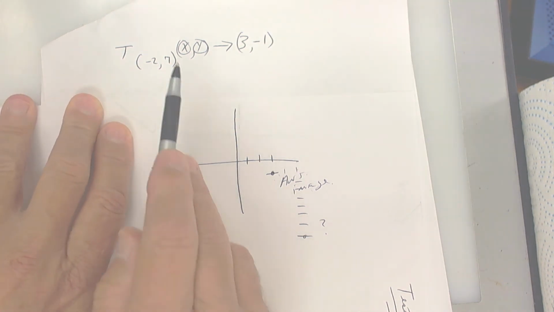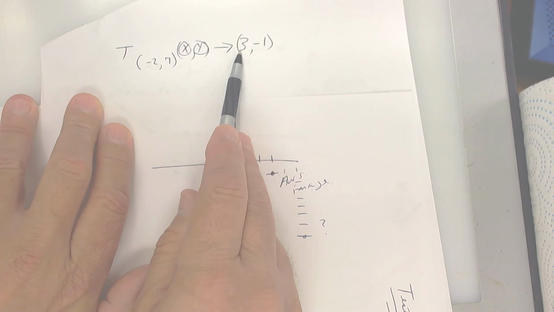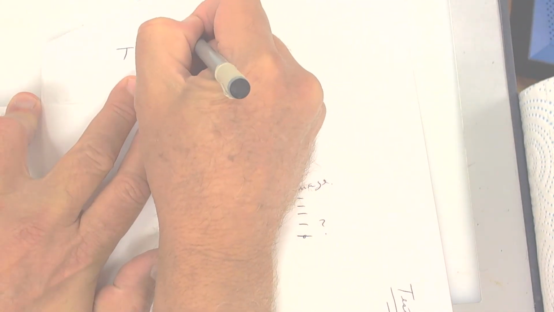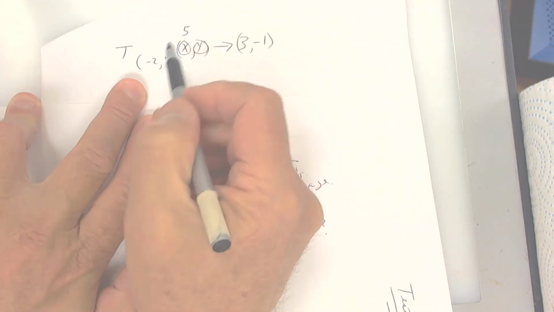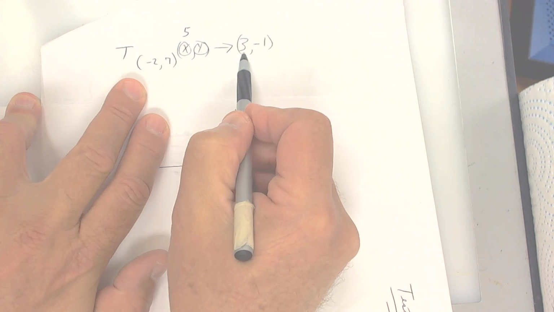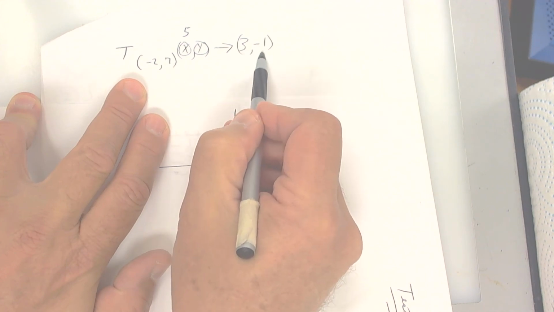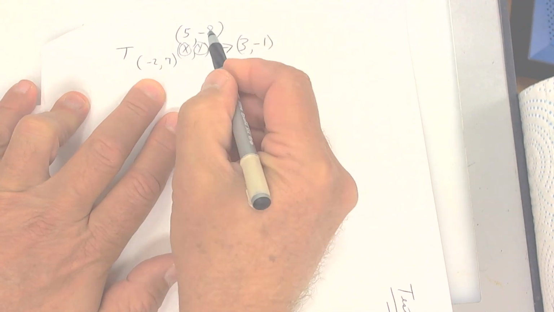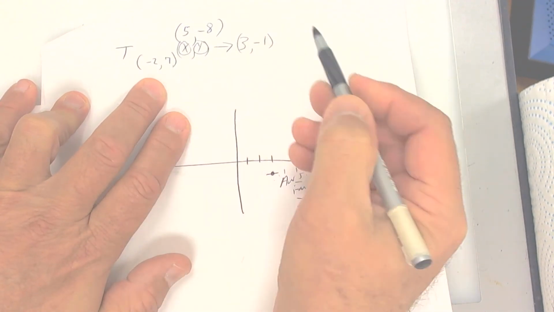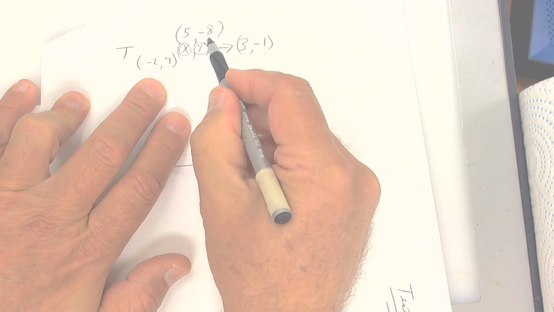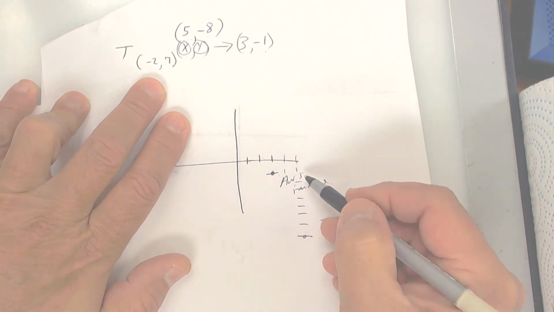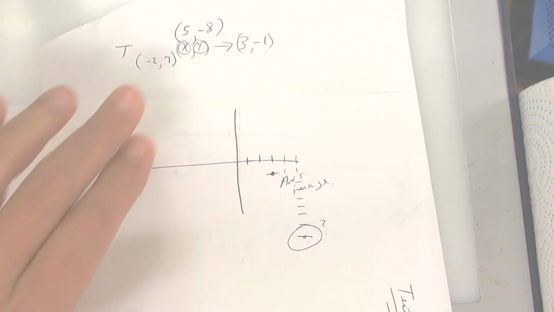Well, in order for it to be a +3 when I added a -2, it would have to be 5. Because 5 minus 2 gives me 3. And then for a -1, it would have to be a -8. A -8 plus 7 is going to give me a -1. So the original point is over 5 down 8. Look at my diagram. 1, 2, 3, 4, 5, down 8. I bet you that's right.